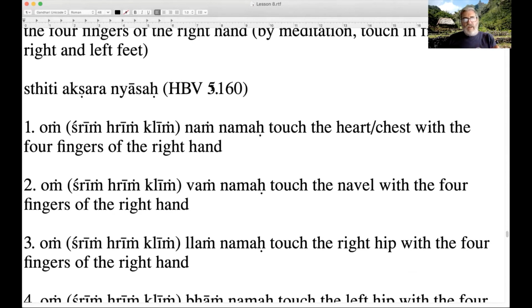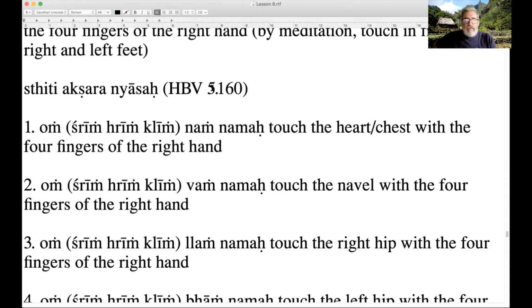I'm going to go through it quickly. But it's in a different order. The syllables are going to be in a different order, right? For instance, here we don't start with Klim, right? We start with Nam, right? So we start with Nam. So we start with the heart, right? So we'll see how it goes here.